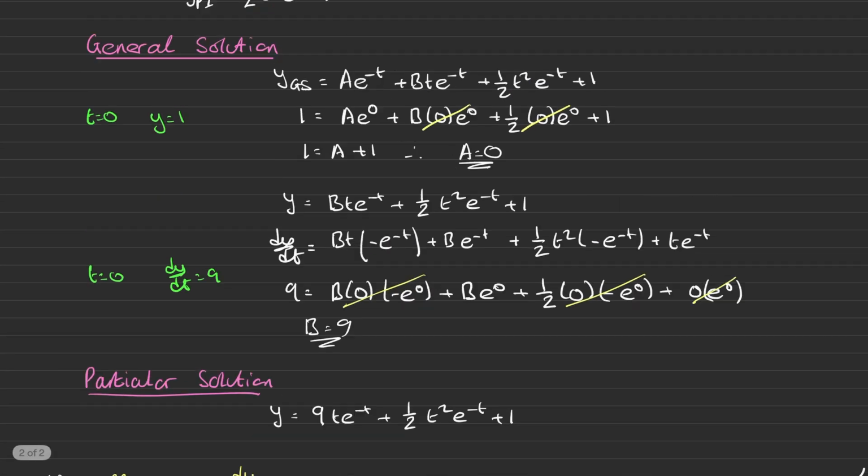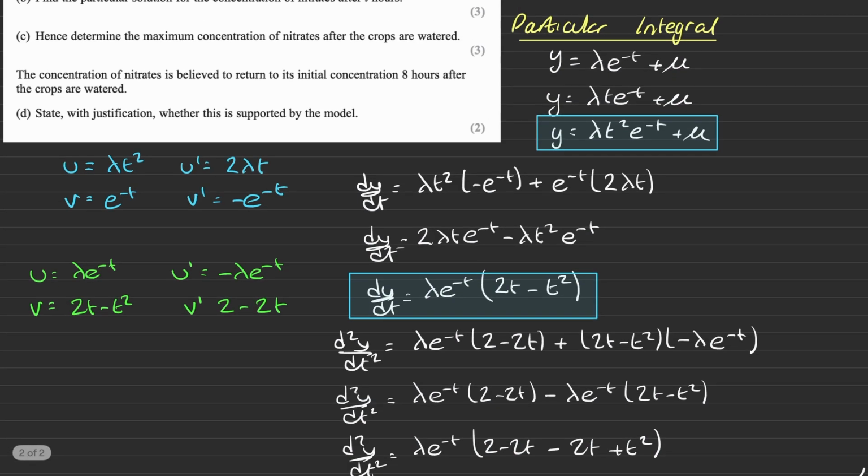For part C, the concentration of nitrates is believed to return to its initial condition 8 hours after the crops are watered. State with justification whether this is supported by the model. So if we substitute in t equals 8, then if it does return back to its initial condition, we should get y to be approximately 1. If we do, this would be supported by the model. So do you want to substitute in t equals 8 and see what you get? You can pause the video and come back when you're ready.